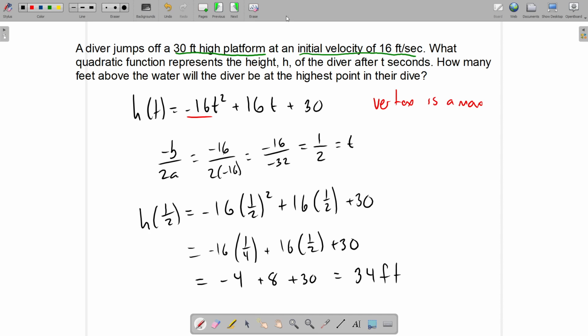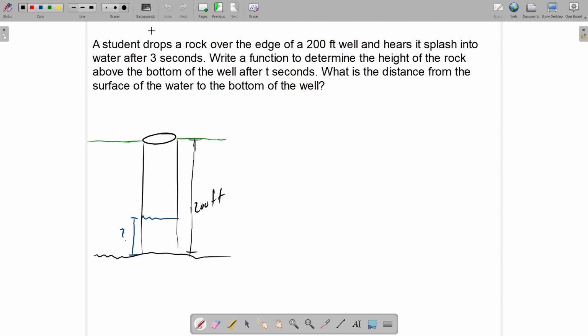Okay, let's look at the second example that we have. In this situation, an individual drops a rock over the edge of a 200-foot well, and we hear it splash into the water in the well after 3 seconds. So we want to come up with a vertical motion model to model this situation so that we can determine what the distance from the surface of the water is to the bottom of the well, meaning how high is the water in the well.